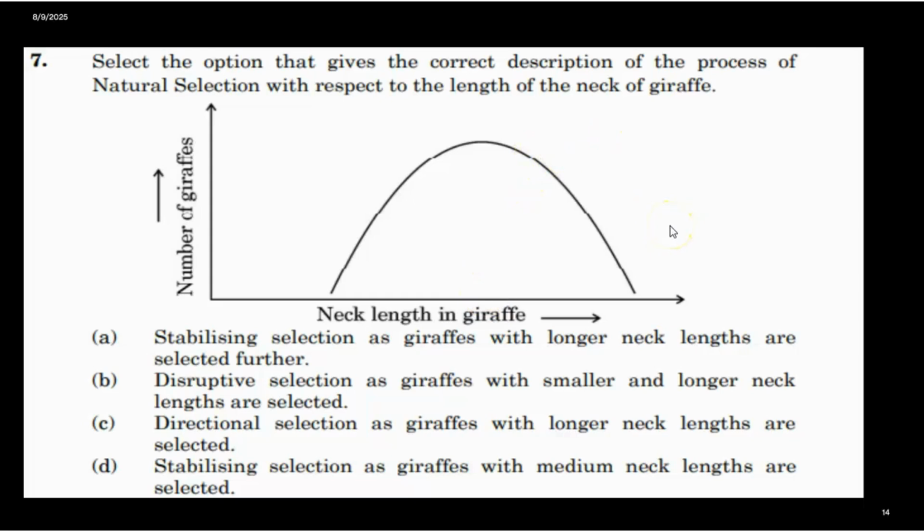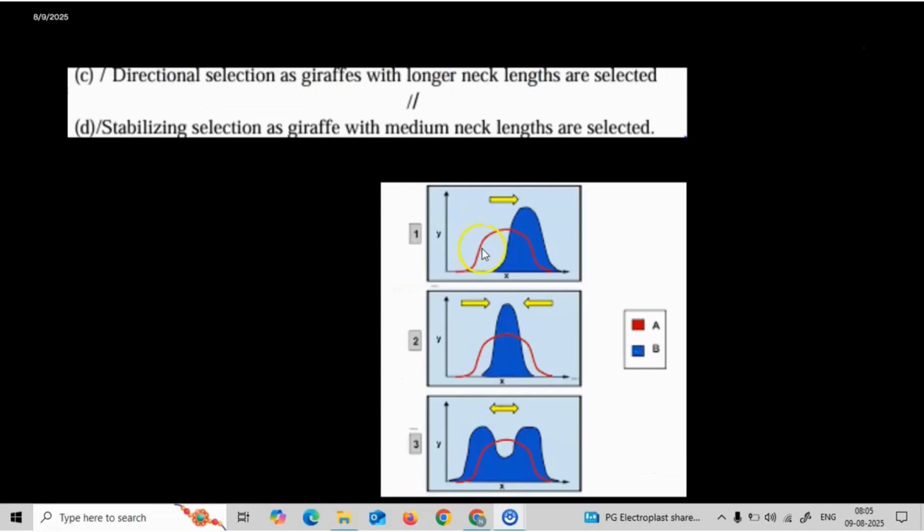I will show the diagram. In that way you can understand. You see these 3 diagrams. In the first one, this is directional. It is pushed towards one end from the mean. The red one is showing the mean or average. From it, it is pushed towards one end of the graph. That is directional. In one direction, it is pushed. And what about the mean one? Stabilizing. It is just in the middle. What about disruptive? I told you there will be 2 peaks.